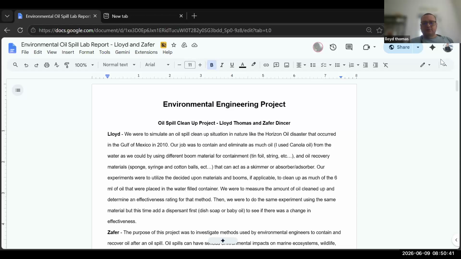So we talked about what we wanted to do. He chose his stuff, I chose my stuff, and we just did the experiment, and then we had to redo the experiment using a dispersant. That's pretty much how I began my part. Do you want me to go through my whole part and then Zafir, or my intro, his intro, or what? Whichever you guys want. The intro is probably pretty similar, so Zafir, add anything you want to the intro, and then when you get to your different methods, you can each talk about how effective your methods were.